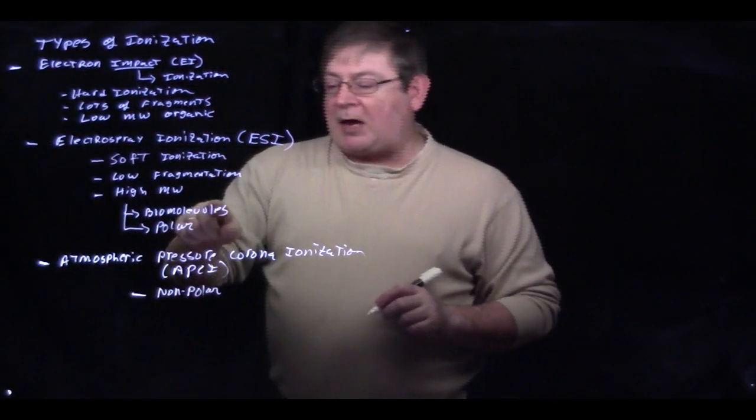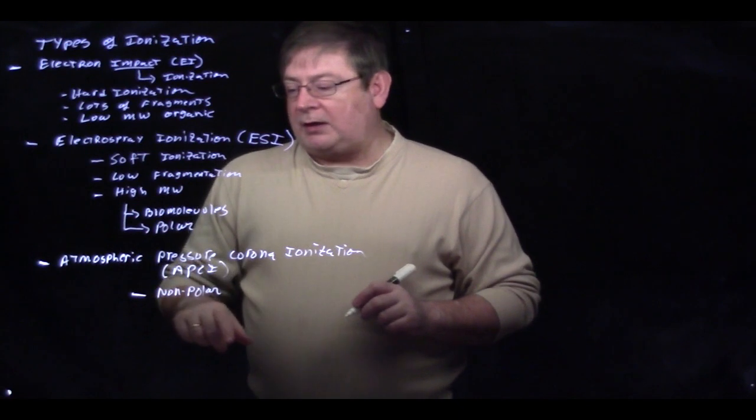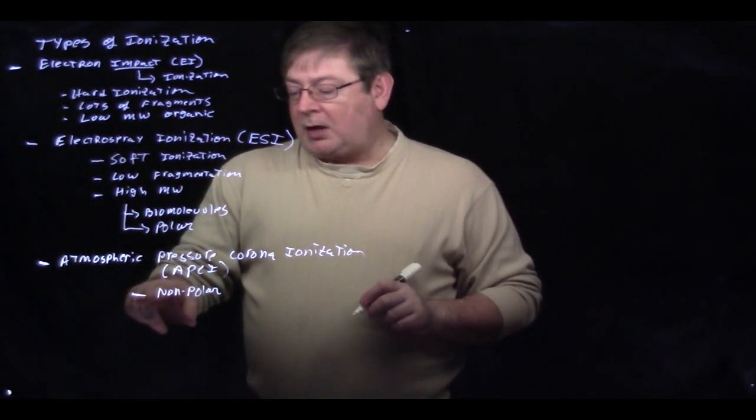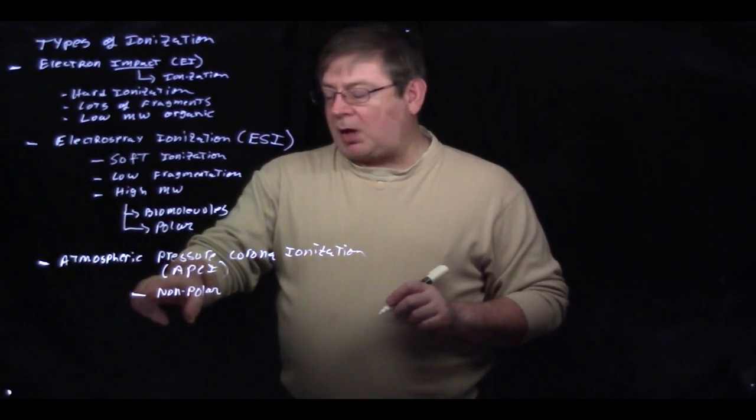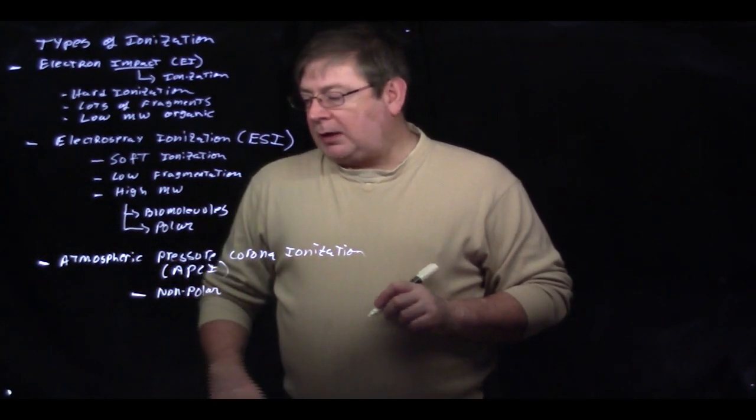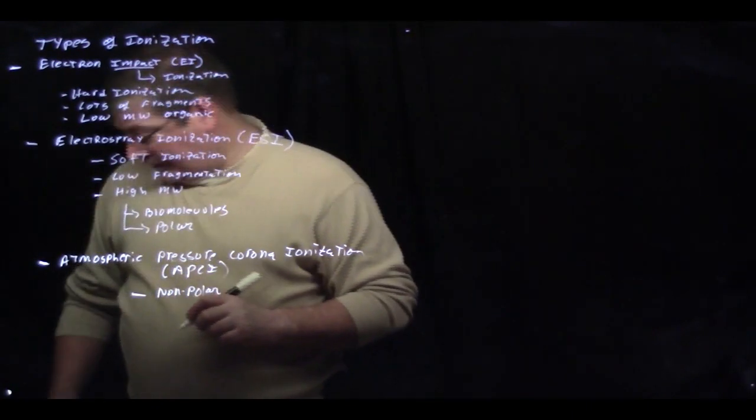So you can do biomolecules, things like lipids, which typically are less polar than the other biomolecules we talked about. But you can also do regular organic molecules or synthetic polymers with so-called APCI.